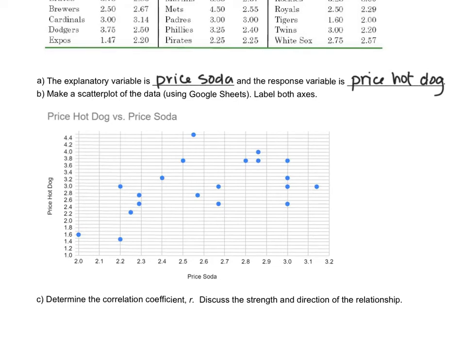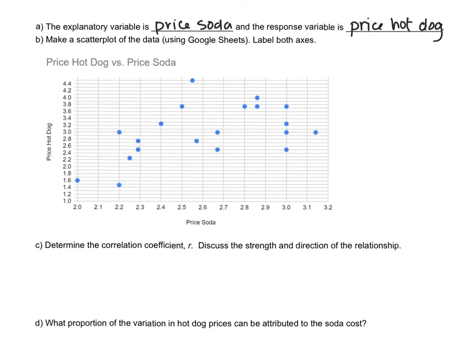dog. So what I'm going to do now is, using my calculator, figure out what my correlation coefficient R is, and I'm going to discuss its strength and direction. Using the calculator, I'm putting my soda price into list 1 and my hot dog price into list 2. I'm going into calculate, I'm going to LinReg because that's where it gives me R. We see that R is 0.009.